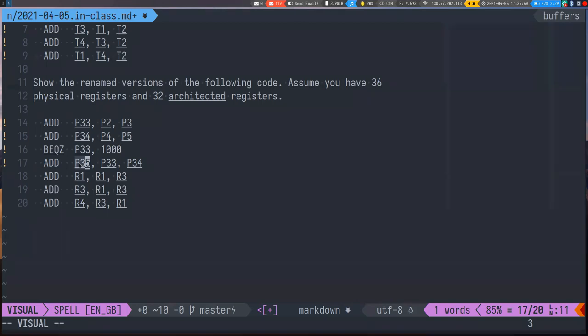Okay, so we renamed R1 to P35, so we're going to have to do this rename down here. P35, and then this one still. We haven't written to R3, which is mapped to P34. So we can keep it as just P34. And note that we're writing to R1. R1 is an architected register, so we have to map that to a physical one. So let's just use P36. That's the next one that's available.